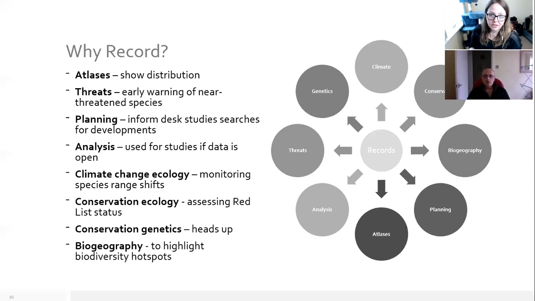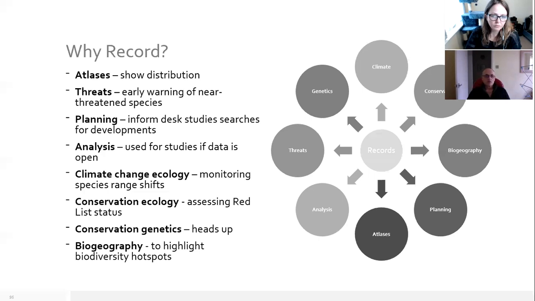And then also conservation genetics. So we're carrying out surveys, we're taking DNA samples, and all of the data that we collect is going to be open source and uploaded to Biobank and available for people to do conservation genetic studies. And another thing, and this can be a bit woolly, is to highlight biodiversity hotspots, both in our county, in our country, on the continent. But this is hugely affected by recorder bias.